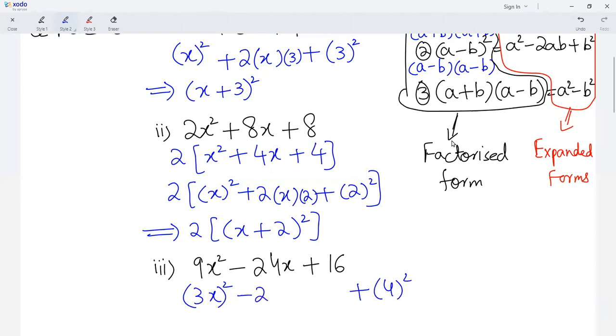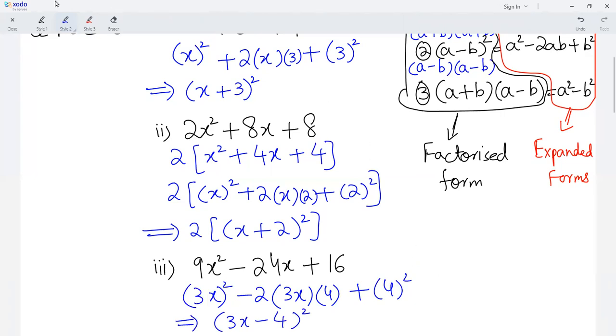And 2ab, we have to prove it. Okay, we have to write down 2ab. So 2 times a is 3x. And what about b? b must be 4. So whether it's giving 24 or not: 2 times 3 is 6, times 4 is 24. Yes, it's proved. So we can write down the final step. It will be a, which is 3x, minus b, which is 4, whole squared. So this is the answer for the third question.